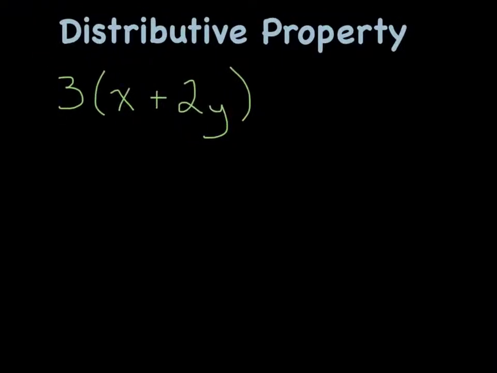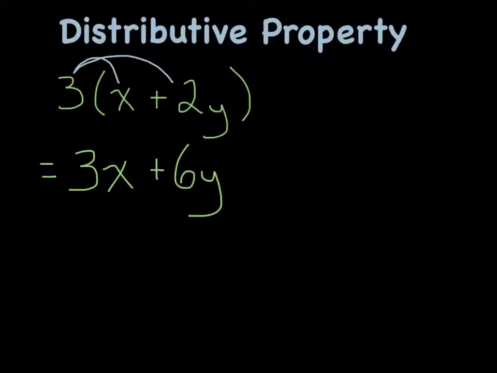We've got x plus 2y in brackets, and we've got a 3 sitting out in front. So what we're going to do is multiply everything in the brackets by what's sitting out in front. In this case we've got 3, so we're going to start off by going 3 times x, which gives us 3x, and then we're going to go 3 times the 2y, which gives us plus 6y.